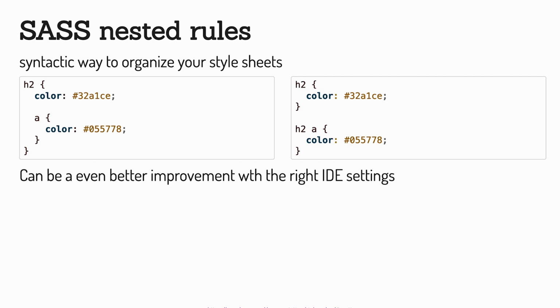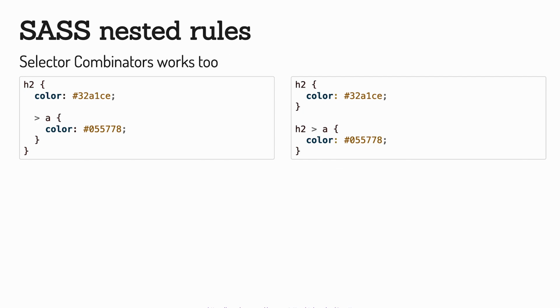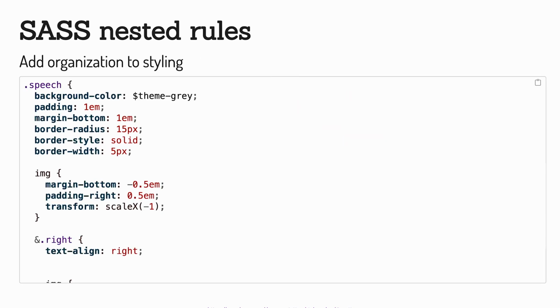For this example, it isn't a lot, but it ends up becoming very useful long term because it forces you to keep things that are related close to each other in the code. And it also works with selector combinators. So you can also say, here we use the greater than symbol inside our nested rule, and it just works. And it just adds a native organization.